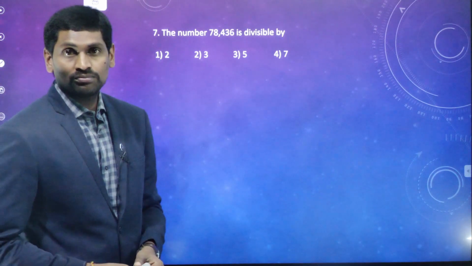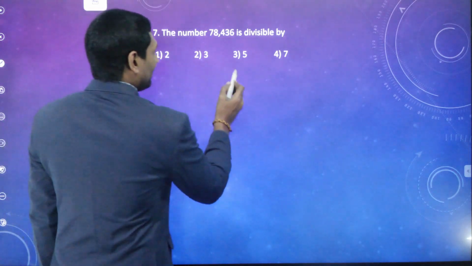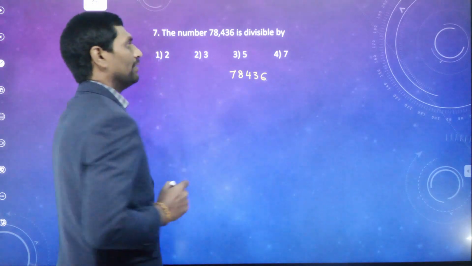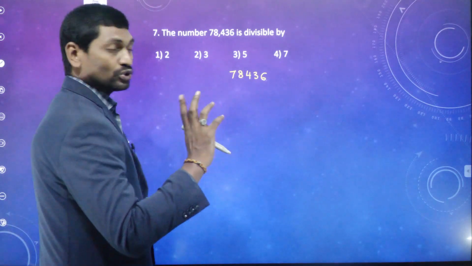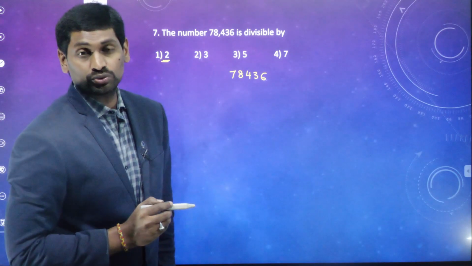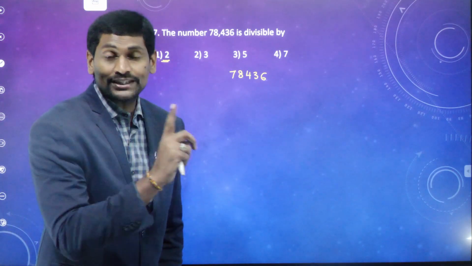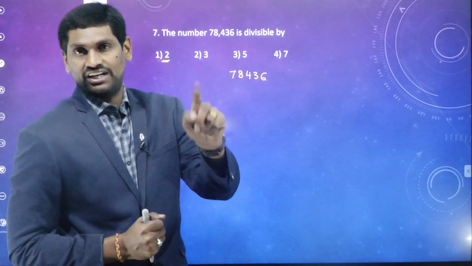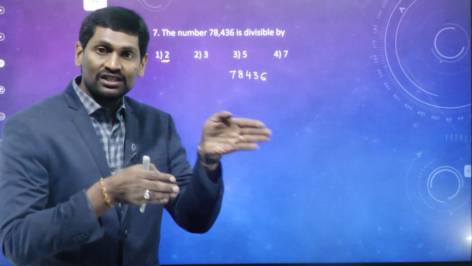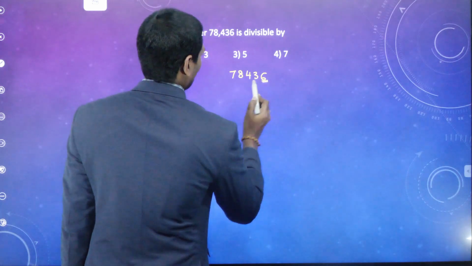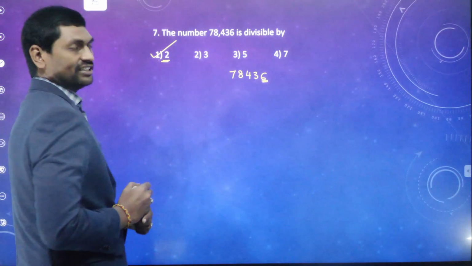Check the seventh problem. The number 78,436 is divisible by? Now let us go through the options first. What is the divisibility rule for 2? The last digit or units place digit is 0 or an even number, then we can say that the number is divisible by 2. The units place digit is 6. Yes, it is exactly divisible by 2.